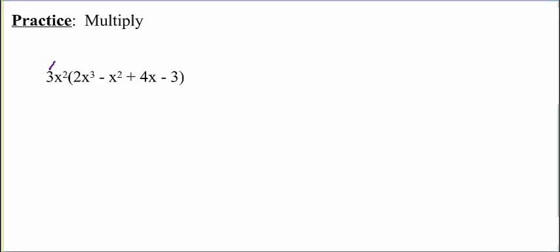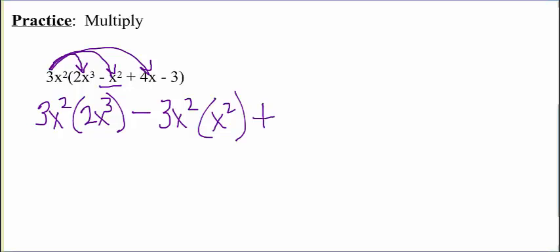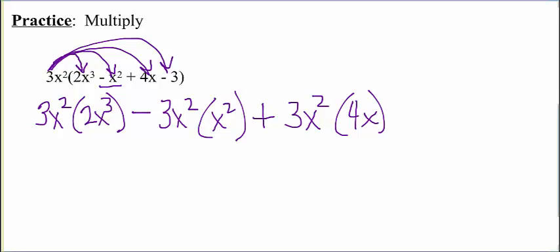So we do it the same as we did the other one. 3x squared times 2x to the third. So 3x squared times 2x to the third. 3x squared times the minus x squared. So that would be a positive times a negative, so that would give us a minus in the middle there. 3x squared times x squared. Next we'll do 3x squared times 4x. So that would be plus since both are positive. 3x squared times 4x. Then 3x squared times the minus 3. So that'll give us a minus 3x squared times 3.